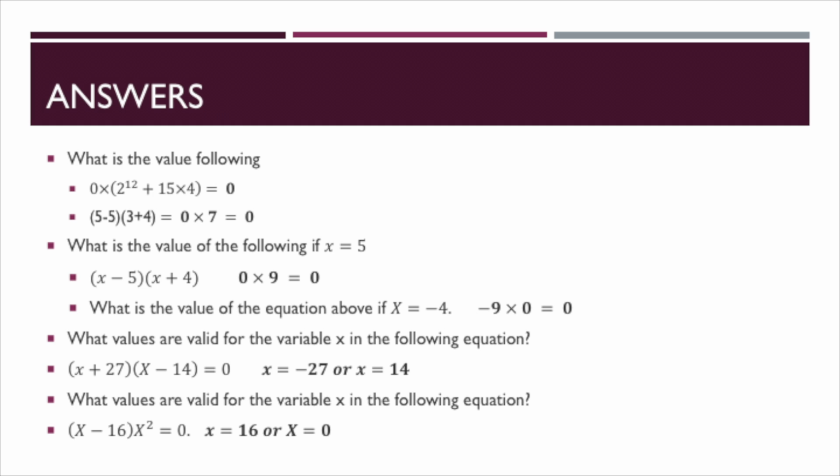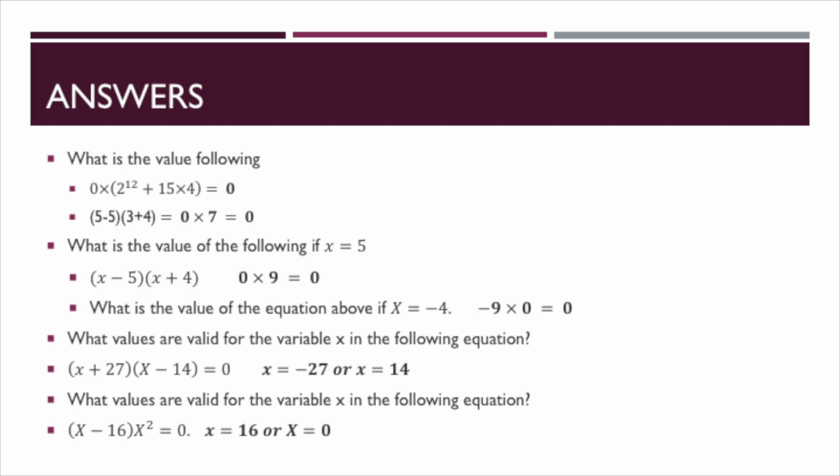Now, let's look at the following one. (x plus 27) times (x minus 14) equals 0. What values of x make that 0? Well, we can take the first part, and if x is negative 27, then that's 0. So that will give us 0. But we also know that if x is 14, that will give us 0 on the right-hand side, and that would be 0 times (x plus 27). So there are two possible values for x, negative 27 or 14.